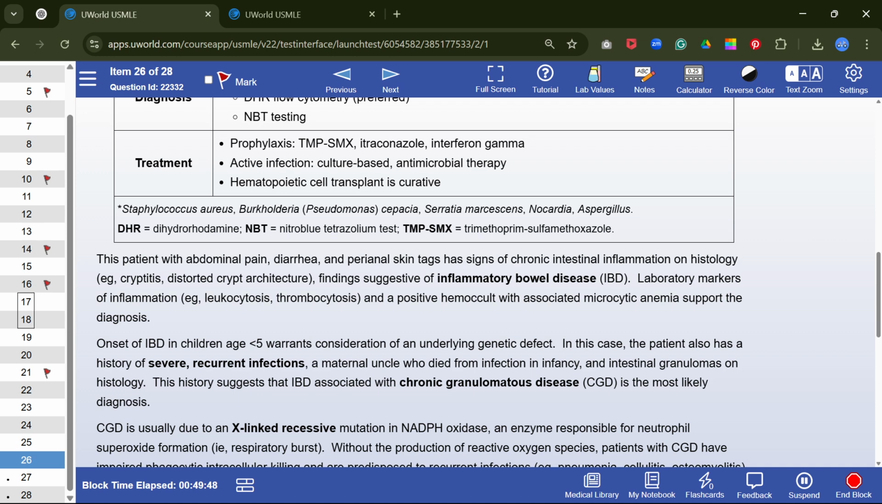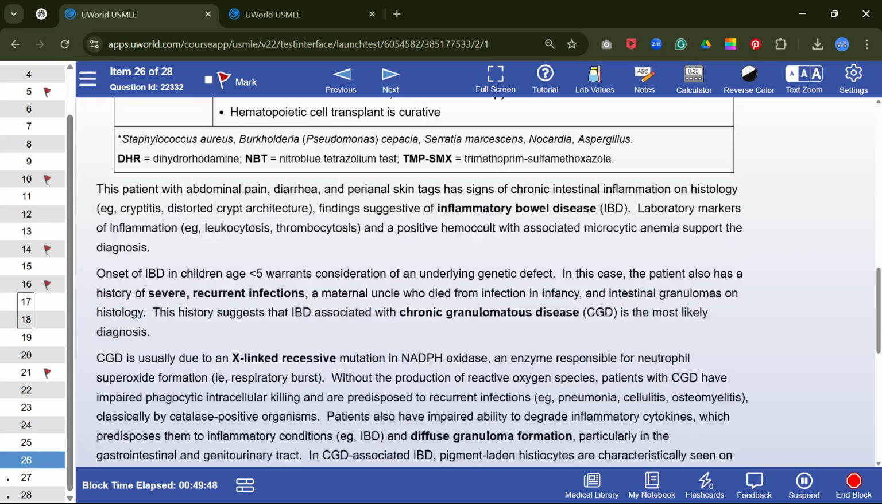In this case, the patient also has severe recurrent infections, a maternal uncle who died from infection in infancy, and intestinal granuloma on histology. This history suggests IBD-associated chronic granulomatous disease. IBD-associated chronic granulomatous disease is most likely the diagnosis.